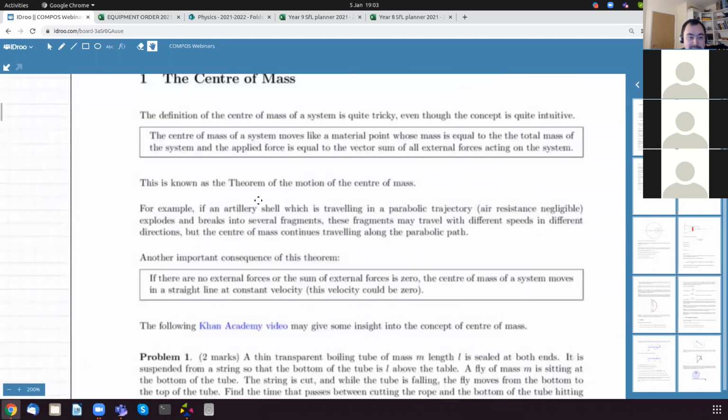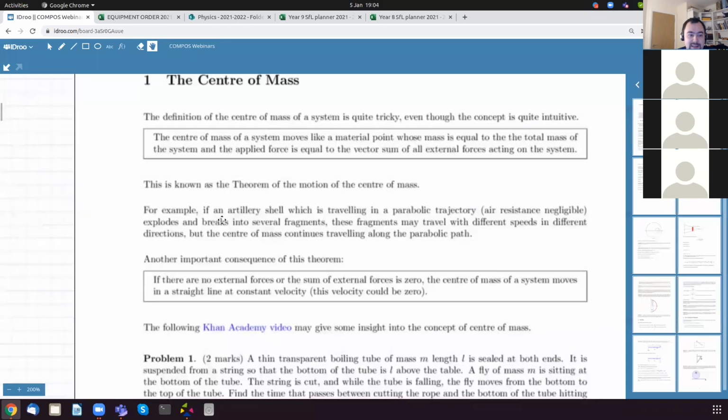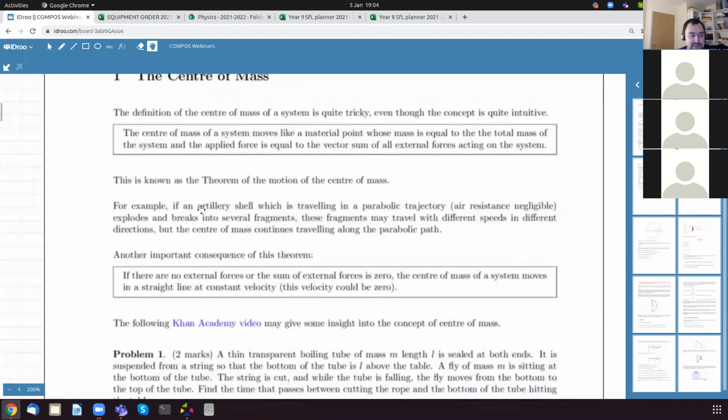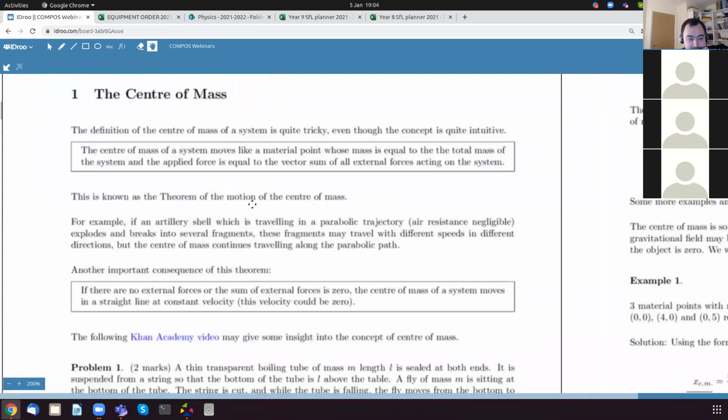So what does that mean? Well, if you have several objects, hello, Bait, you can treat it as a single object at the position of the center of mass.